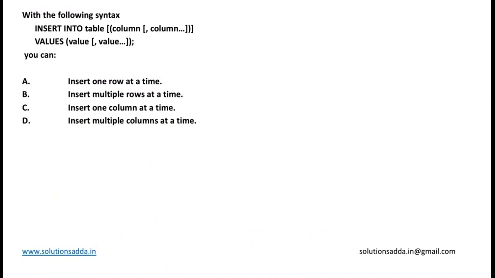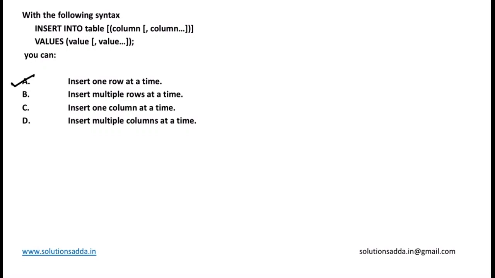This is a question from SQL. With the following syntax, insert into table, a list of columns, values, a list of values, you can insert one row at a time, insert multiple rows at a time, insert one column at a time, or insert multiple columns at a time. The correct answer for this is insert one row at a time, that is option A.